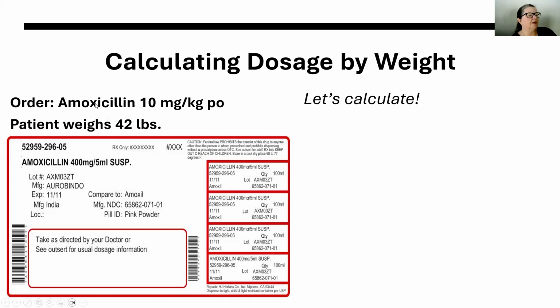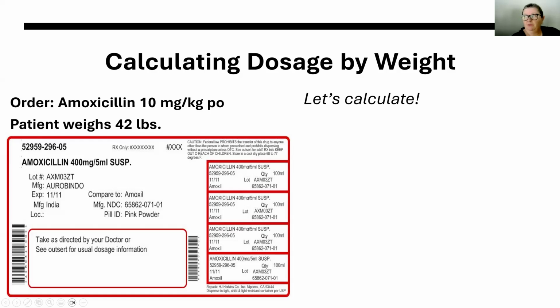Okay, so here's our order. We have amoxicillin, and when you know that it's being ordered by weight, you'll see it written this way. So this doctor's ordering 10 milligrams per kilogram by mouth, meaning for every kilogram this kid weighs, the doctor wants him to have 10 milligrams of medication. So if he was 10 kilograms, he'd get 100 milligrams. If he was 20 kilograms, you get 200 milligrams, and so on and so forth.